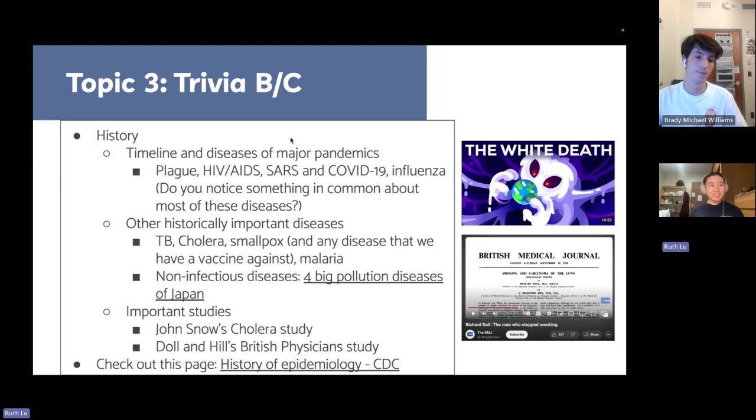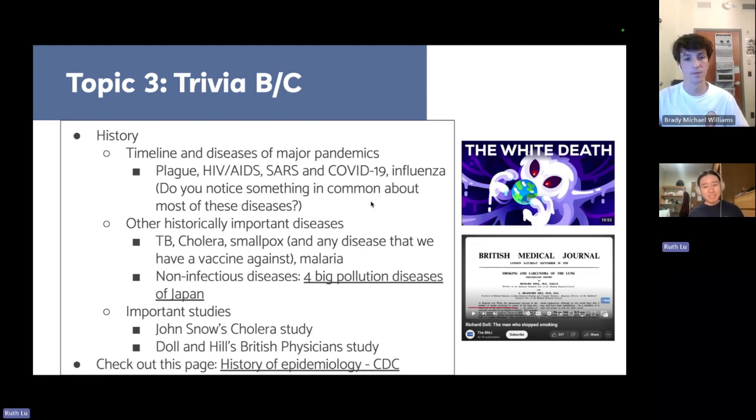So next is history. This is explicitly part of the rules, although they don't really go into specifics on how much detail you need to know. Still, I think it's good to know about some of the major pandemics in history. I think the 5 major ones everyone talks about are the plague, HIV/AIDS, SARS, COVID-19, and influenza.